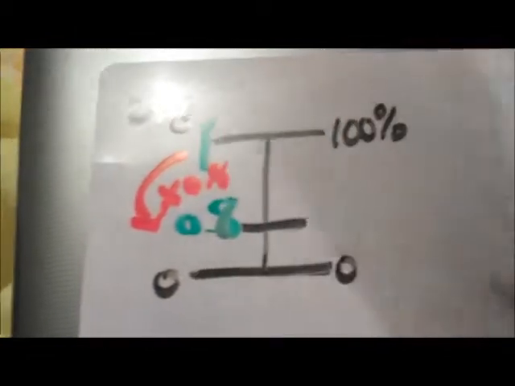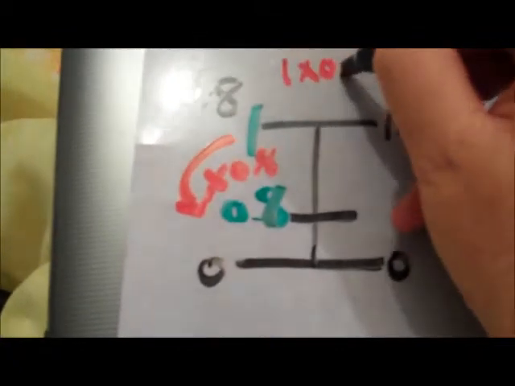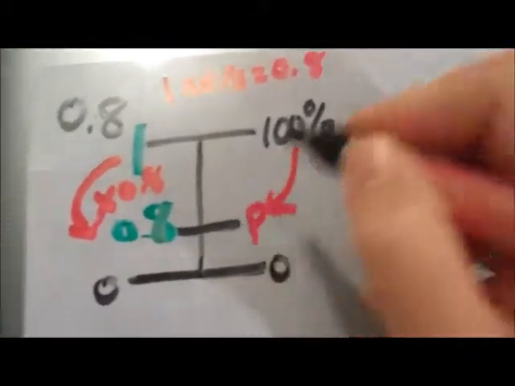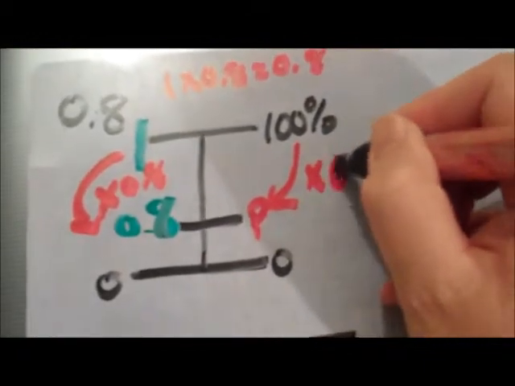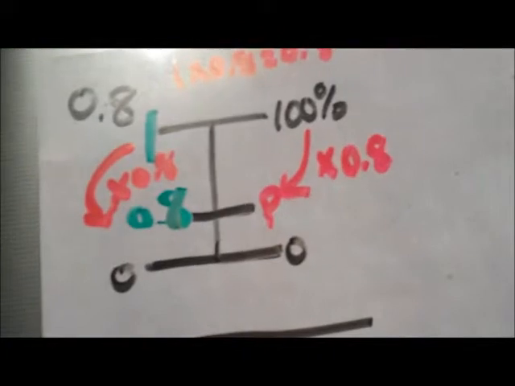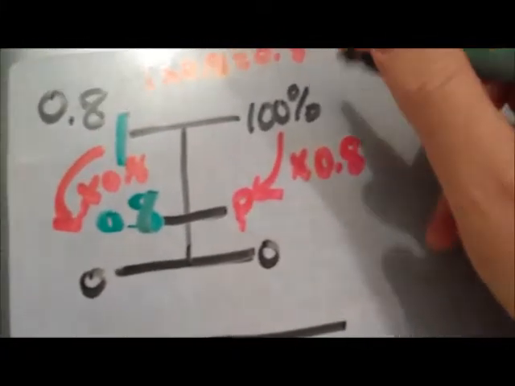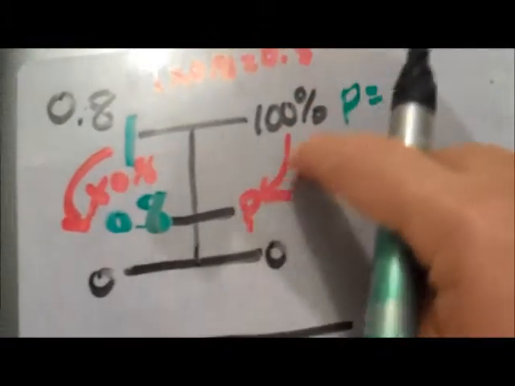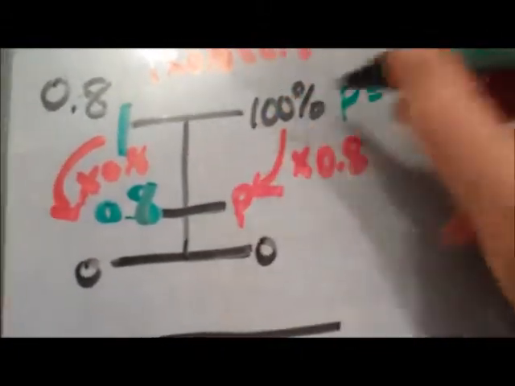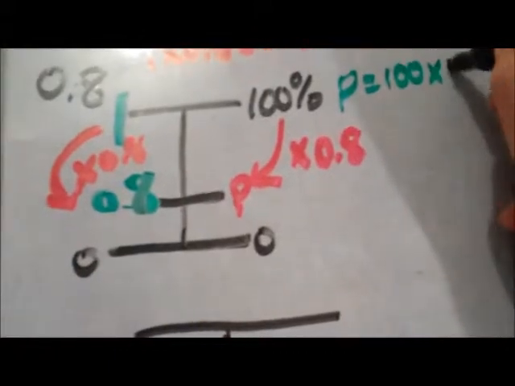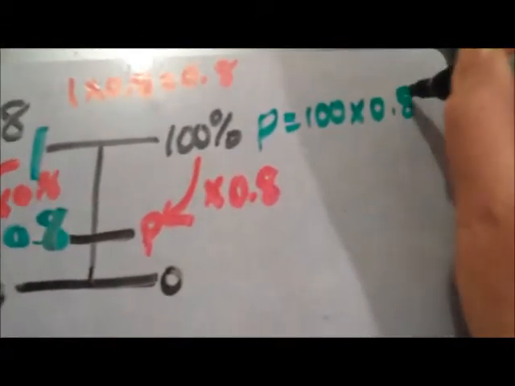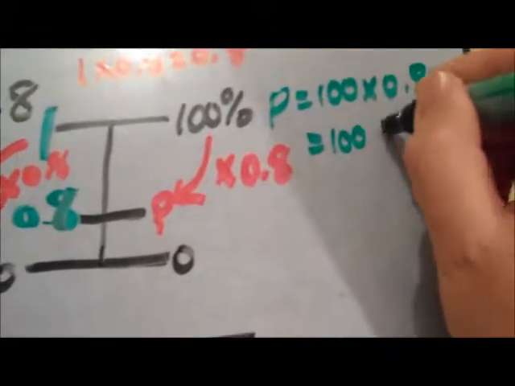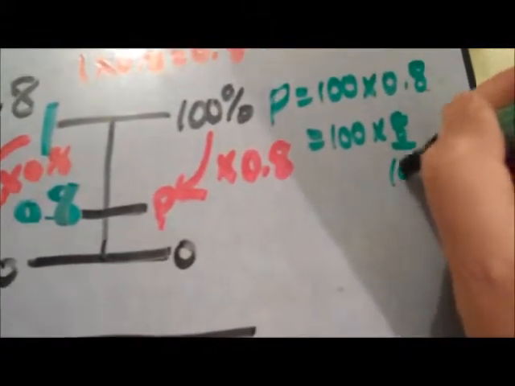Well, 1 times 0.8 gives me 0.8. So I must be able to do exactly the same on the other side. My percentage will be times 0.8. So my answer is percentage equals, we've only got one arrow to follow back, these are very simple ones, 100 times 0.8. Now if you write that out as a fraction, 100 times 8/10.